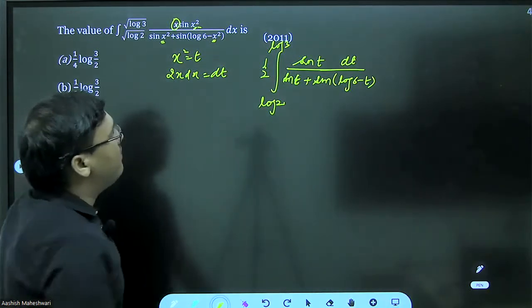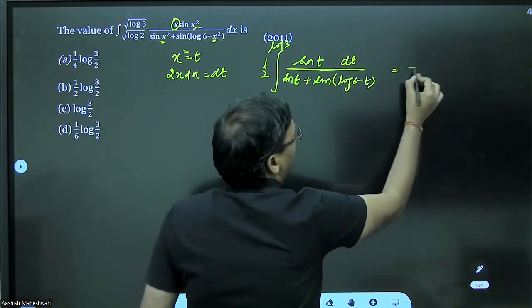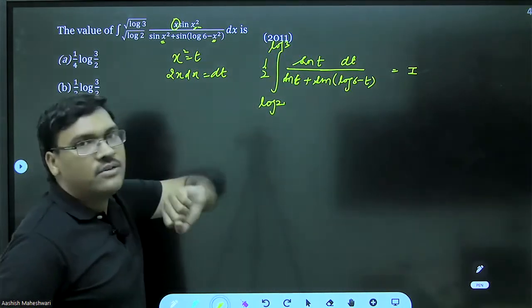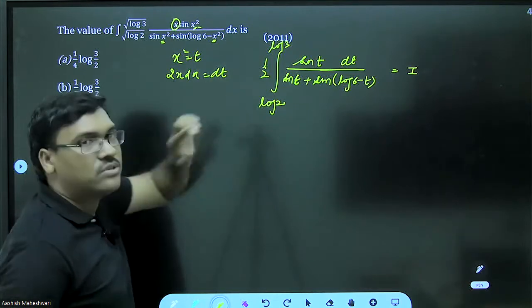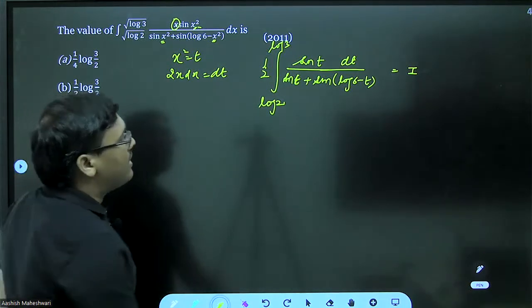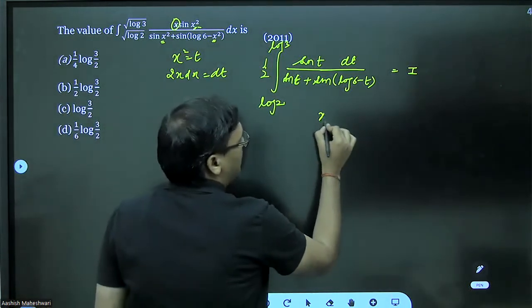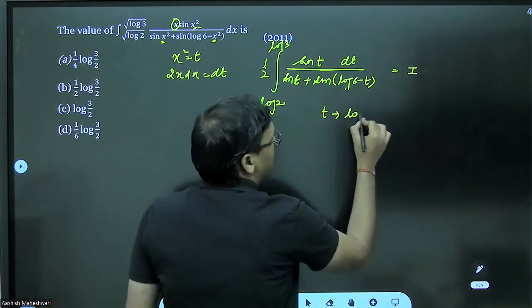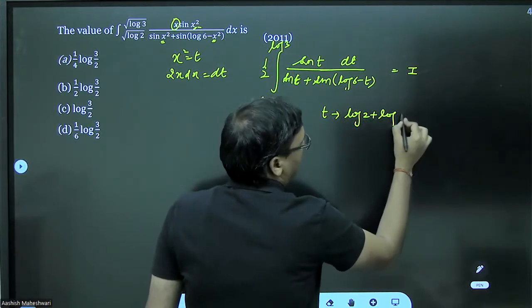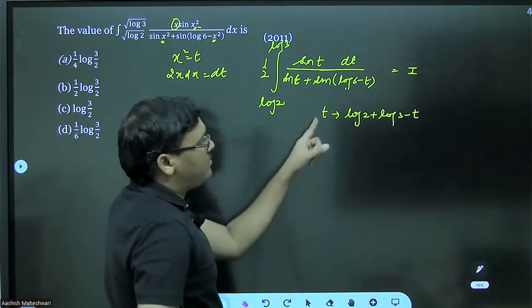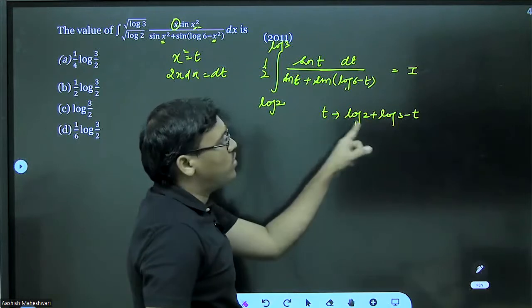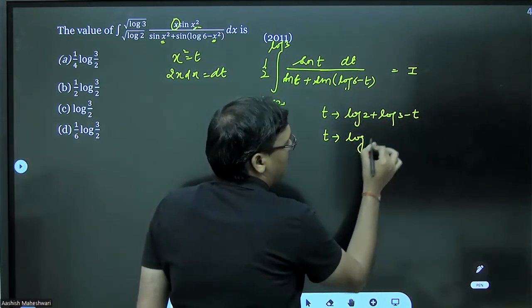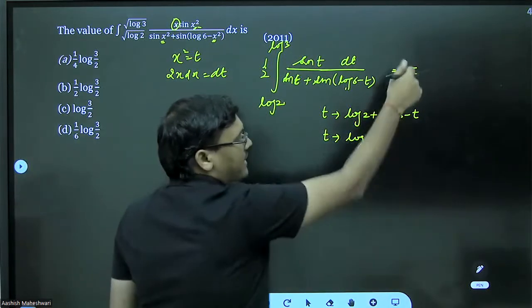Now you see, we have to find this integral. Let's say this value is equal to I. If you have log 6 here, you can observe that log 3 plus log 2 is log 6. Correct? So now if I apply the King's property, where x goes to a plus b minus x, here t goes to log 2 plus log 3 minus t. So basically we are replacing t with log 6 minus t. So the integral will remain same.